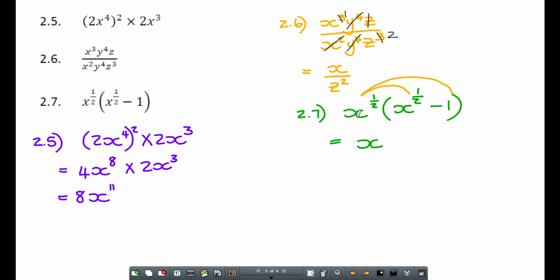Now x to the power of a half times minus 1 will be minus 1 x to the power of a half. Or if you wanted, you could just have written that. And could I go any further? No, because they're not like terms. So that would be where you stop.